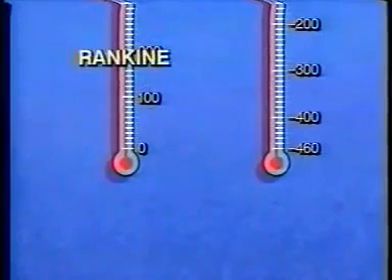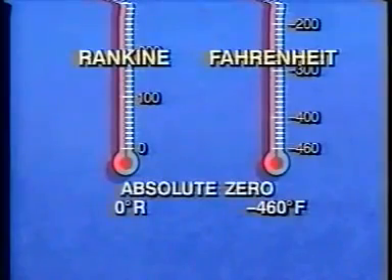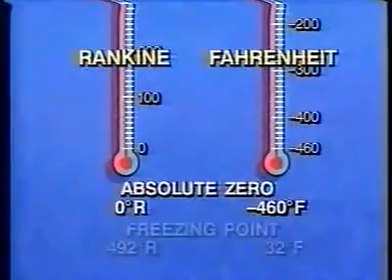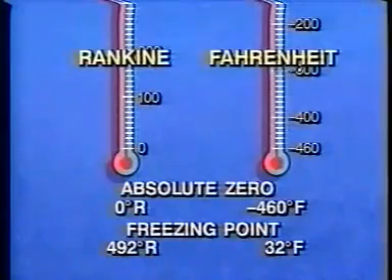The first is called Rankine. When we compare it to the Fahrenheit scale, we find that there is a difference of 460 degrees between the two. Absolute zero is minus 460 degrees Fahrenheit and 0 degrees Rankine. The freezing point of water is 492 degrees Rankine and 32 degrees Fahrenheit.